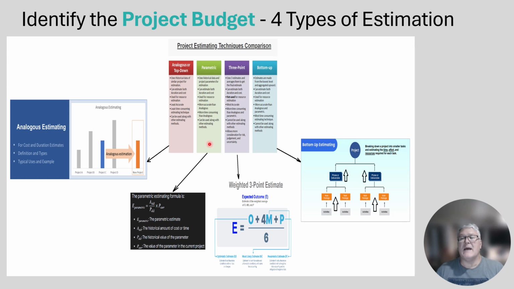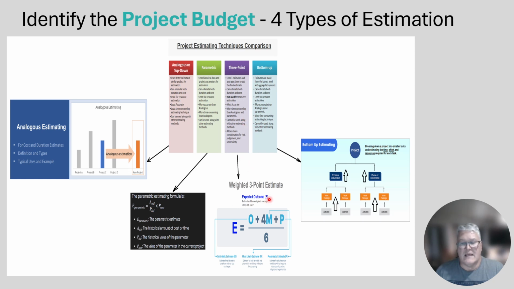Then you have parametric. This is using historical data and some statistics involved, and doing an analysis that way to figure out what is the range of values that we're going to have from high to low to the target value. Then we have 3-point.